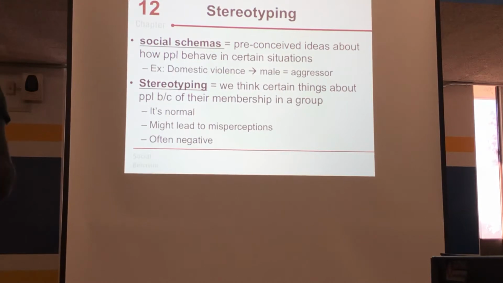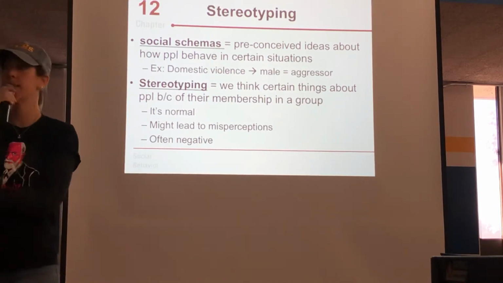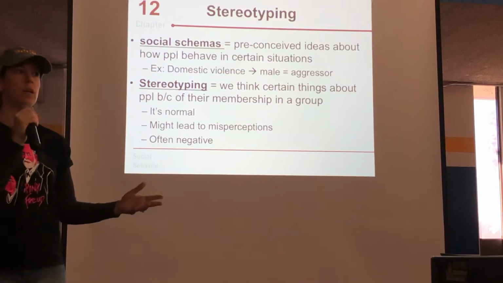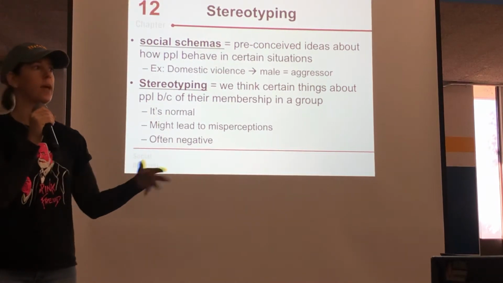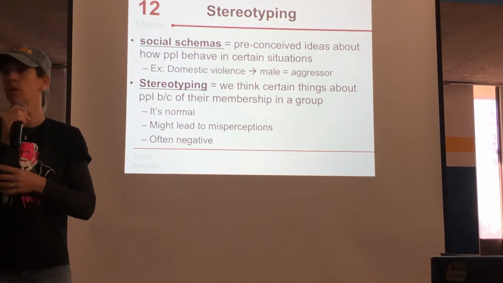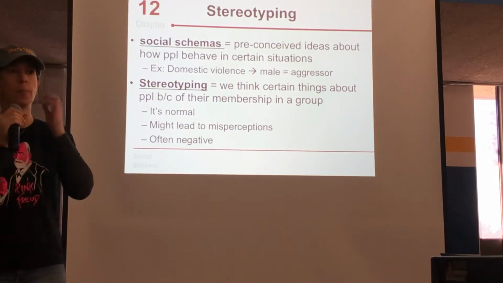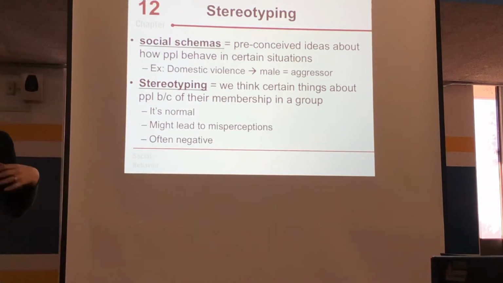Social schemas. What's a schema? A preconceived idea. Good. So a social schema is a preconceived idea about how people behave in a certain situation, right? So the whole domestic violence example, we hear of domestic violence and we automatically assume it's the male, okay? Because that's what we're used to hearing. All those experiences that we've had and that we've heard about have basically created that schema for us, okay? Stereotyping, you judge people based on their membership in a group, good job.